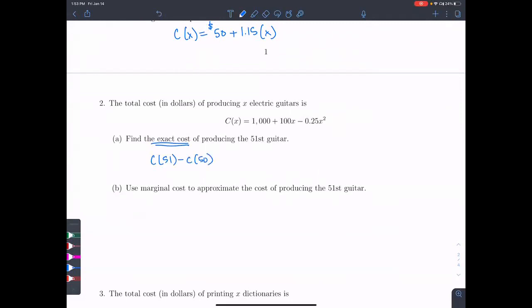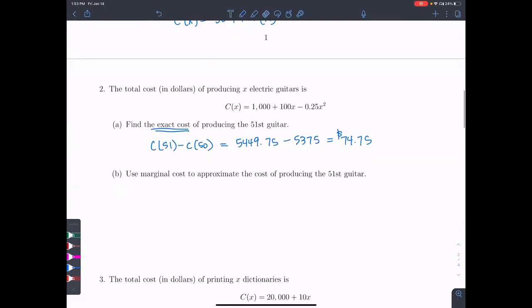Okay, so I have those numbers written down. C of 51, I have 544,975, and C of 50, I have 5,375. So the actual exact cost of producing the 51st guitar is $74.75. Okay, if we want to use the marginal cost, the derivative, when you see marginal, you think derivative.